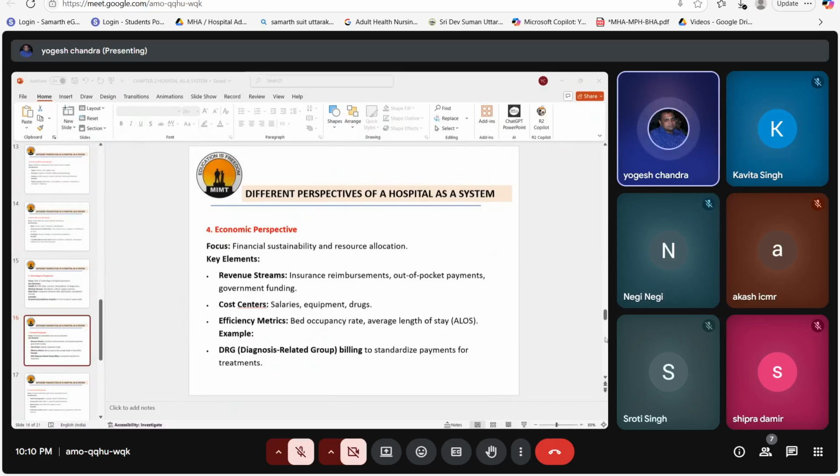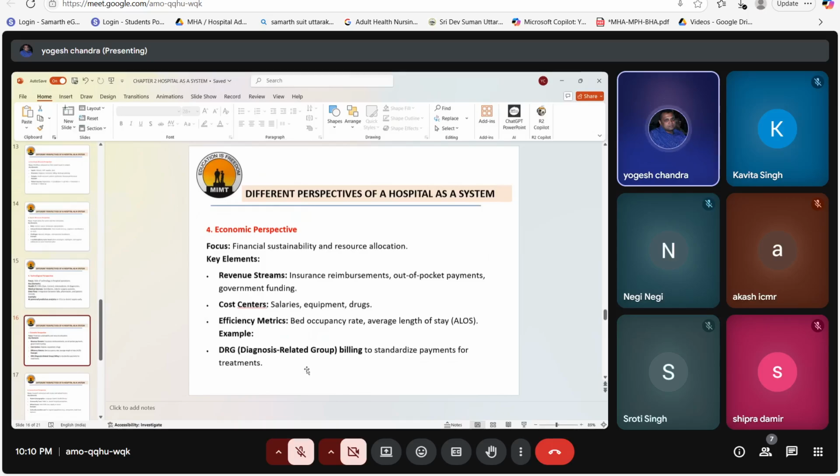I hope everybody agrees that the DRG system is more appropriate and should be more acceptable. This is value-based care, and in some insurance schemes, I think CGHS and ECHS, they are also planning this DRG model after this study. That is very important to understand. This is a very important concept which I want you to understand.